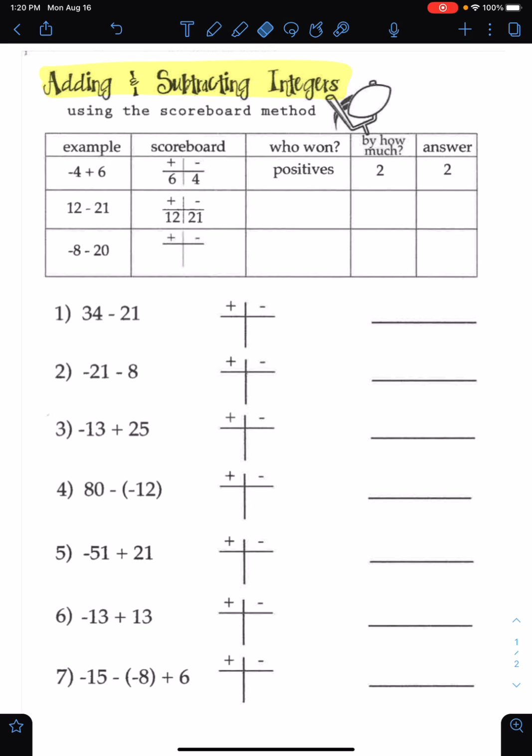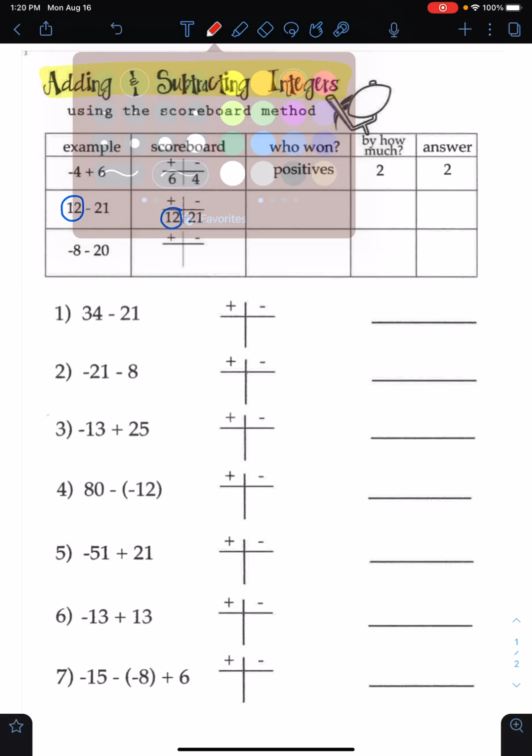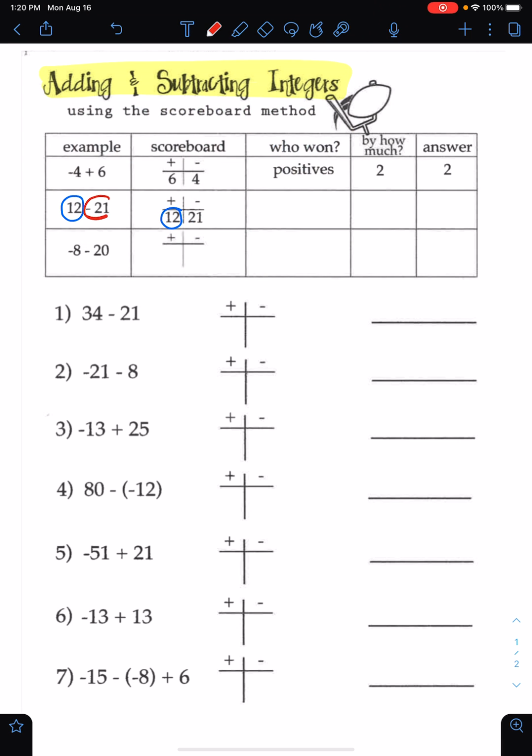All right, so we're going to do a lot of circling here. So here's a positive 12, so that means that the positive team has 12. And the negative team has 21. How do we know? Because there's a negative in front of the 21. So the negative team got 21 points, which means that the negative team is going to win because they have more points than the positive team. So the negative team is winning by 9 points. And since the negative team is winning by 9 points, the answer is -9.